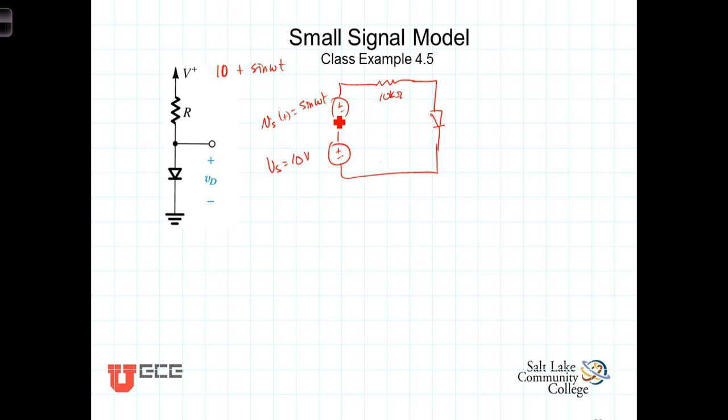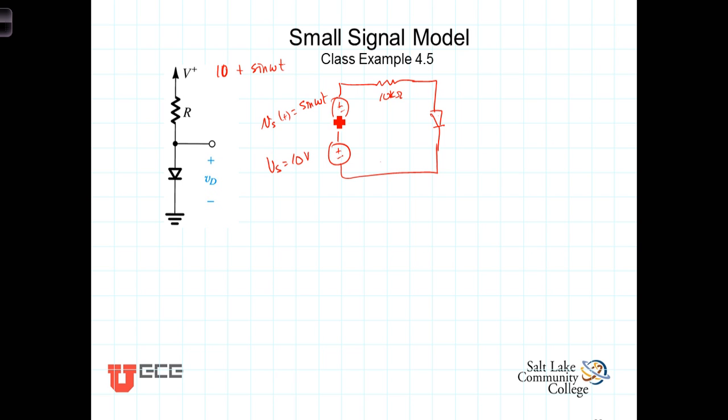We're going to do this in 2 steps. We're going to first determine the DC component. And with that DC component, we'll calculate R sub D, the incremental or the small signal model resistance for the diode. And then we'll calculate the result of that small signal ripple at the diode.